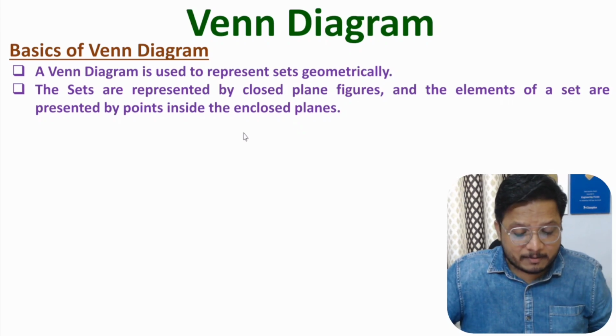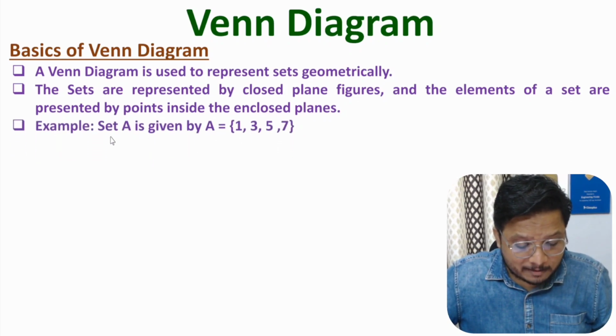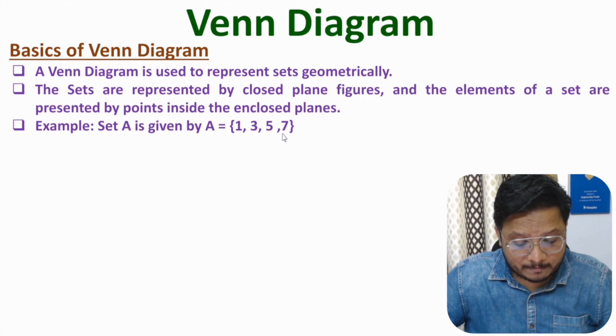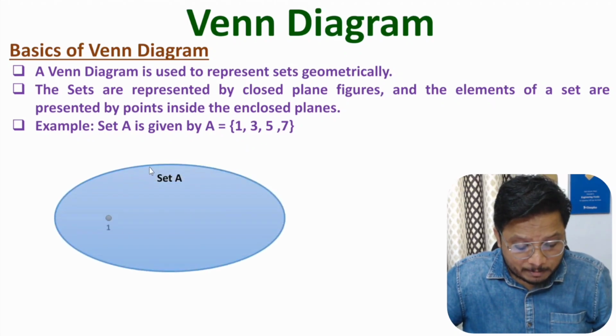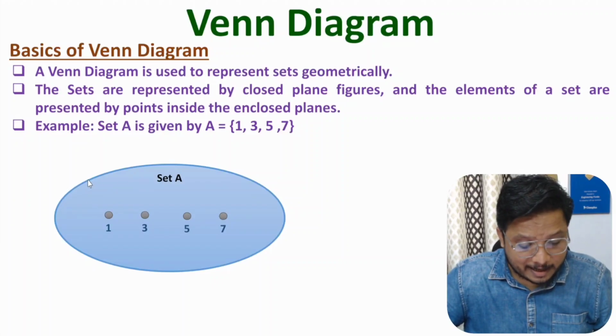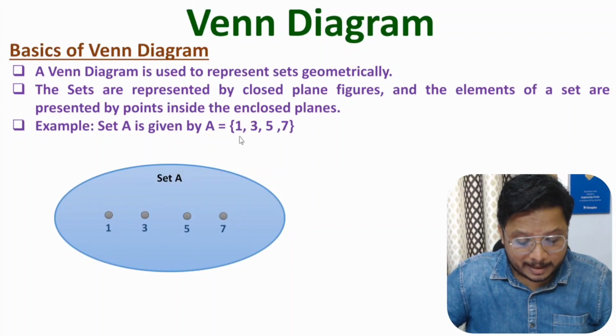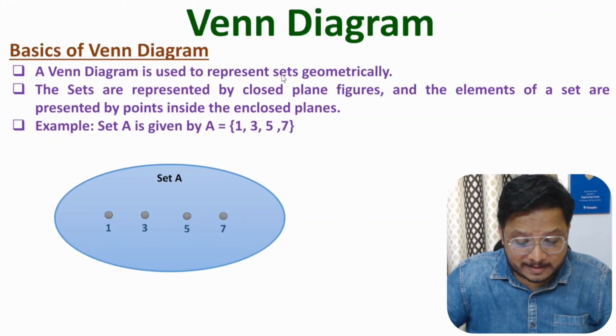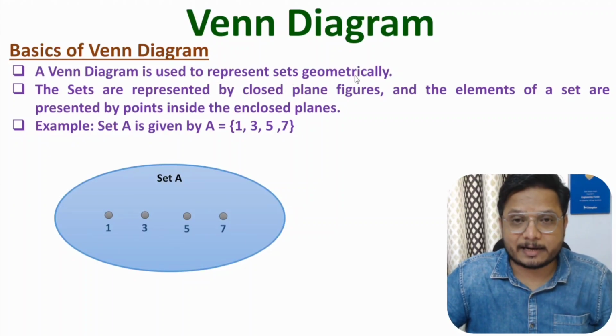Let me explain this by one example. Let us consider we have a set A that is having variables 1, 3, 5, 7. Then by enclosed plane, one can represent set. You can observe here we have a set A that we have represented by enclosed plane, and inside this enclosed plane, we have variables 1, 3, 5, 7, right? So Venn diagram is used to represent sets geometrically, right?